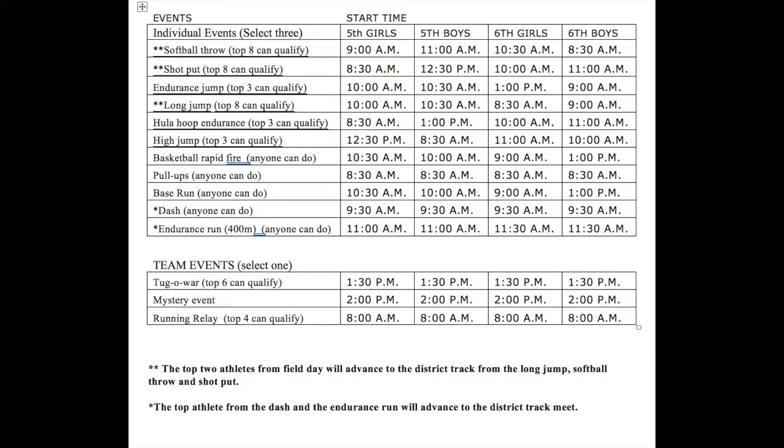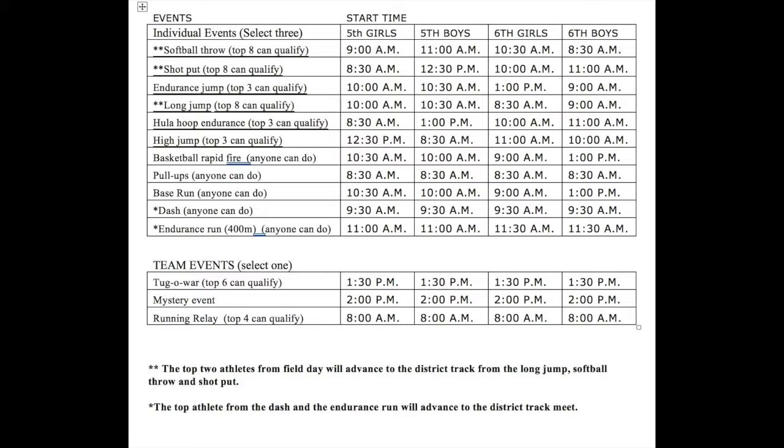tug-of-war. If you were to qualify for both of those team events, you would have to pick one. If you are one of the 4 fastest boys or the 4 fastest girls in your class, based on your placement on the day we do the dash in PE, you could choose to be on the boys relay team or the girls relay team.